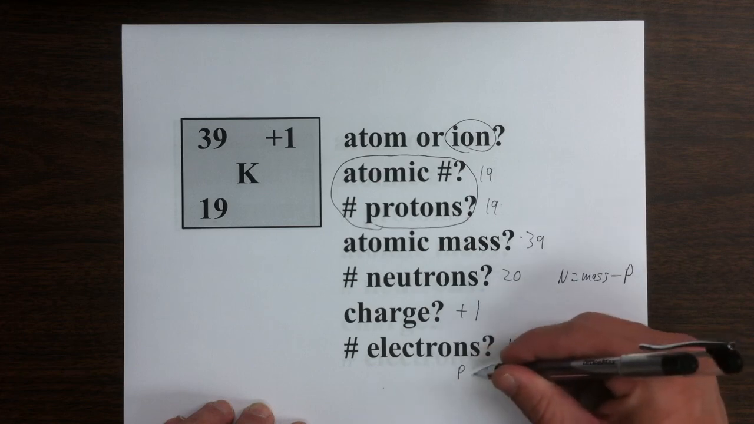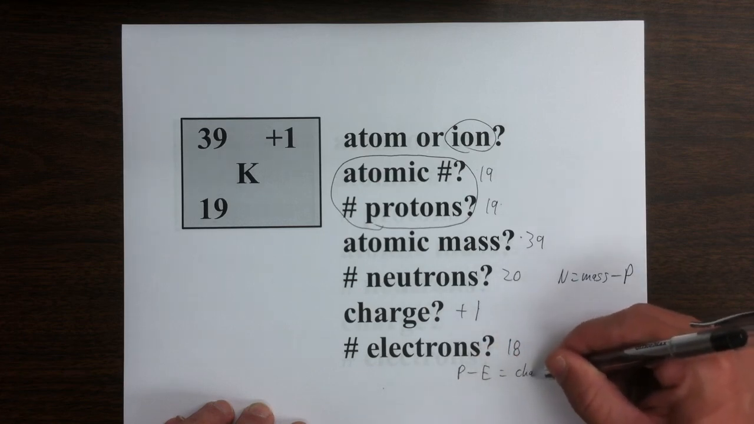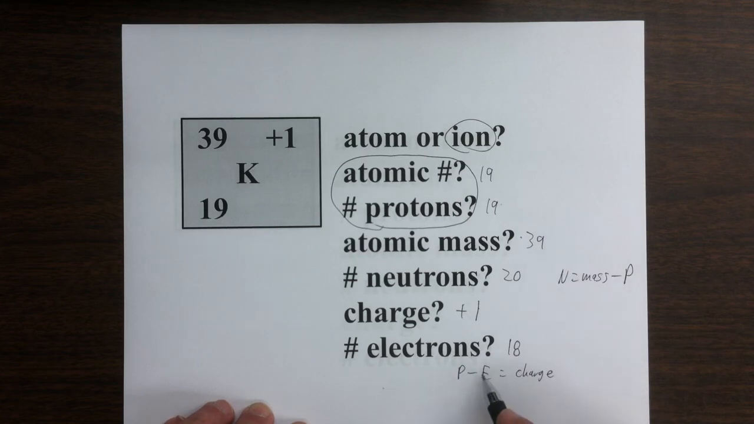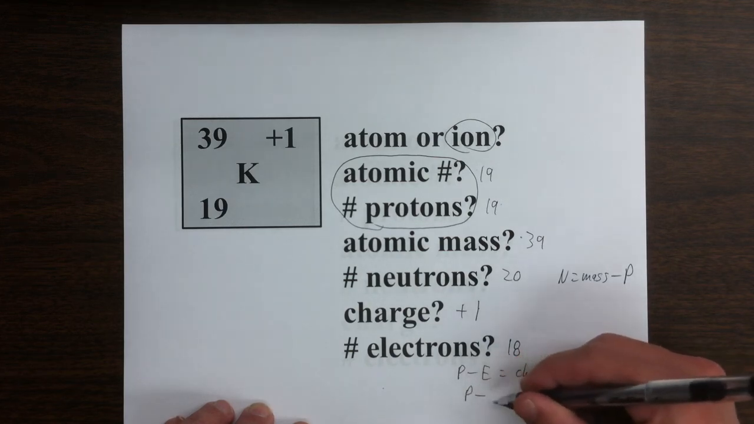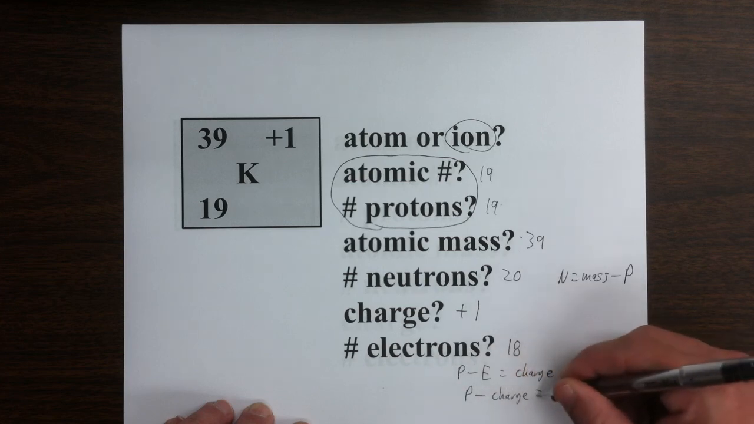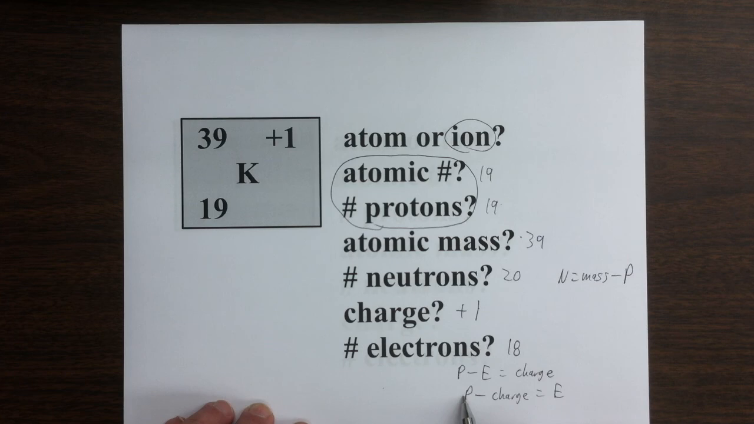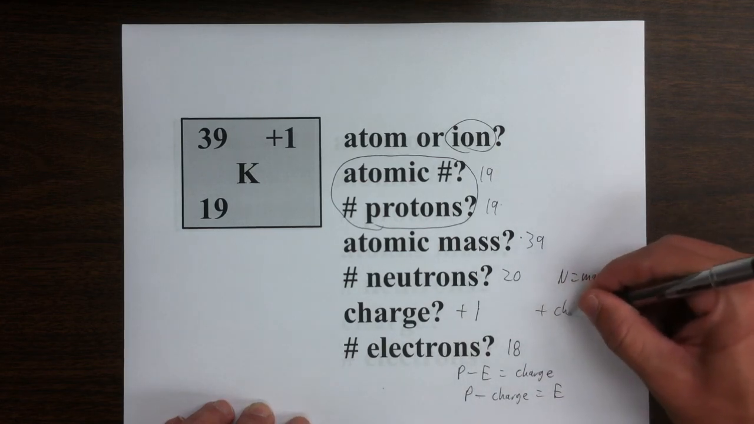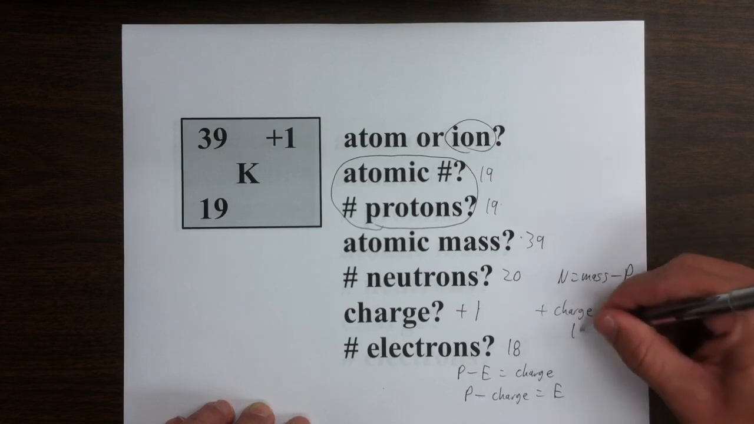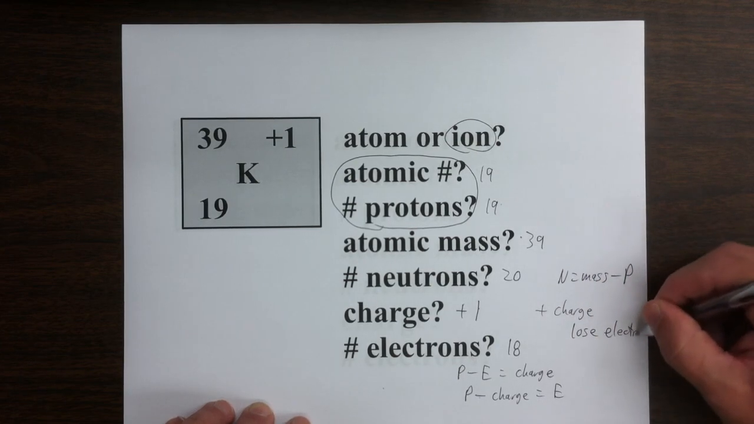So going back to our equation from earlier, P minus E equals charge. If you wanted to solve for the number of electrons, you would move electrons over to the other side, move the charge over here, and get that protons minus charge equals electrons, or 19 minus +1 gives you 18. A +1, or positive charge in general, means lose electrons. Positive charge, you lose electrons.